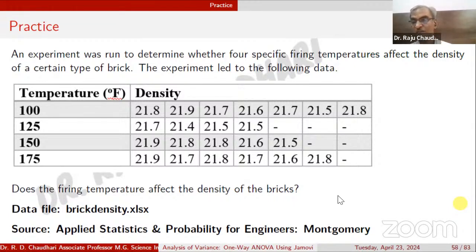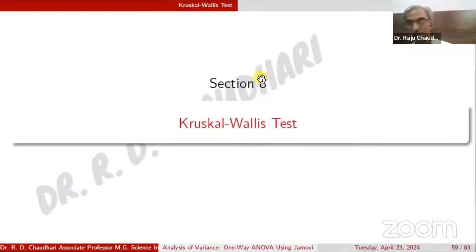Okay, good. Now this is about the practice example. You can practice it, enter the data on your own, and just follow the presentation: check the assumptions, explore the data, and then carry out the analysis of variance. Then depending upon the equality of variances and the normality, you have to choose the appropriate p-value from the output, and then draw the conclusion. So this is about the one-way ANOVA.